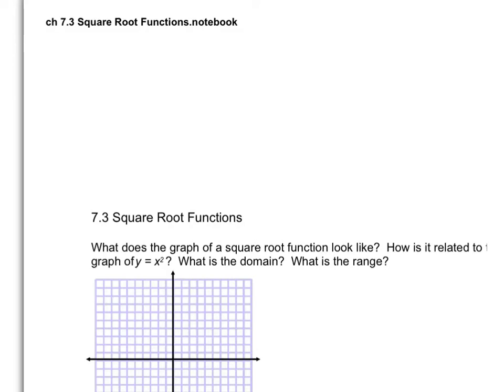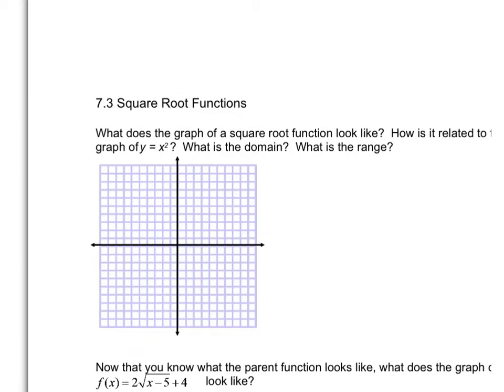Okay, so tonight we're going to look at how you graph a square root function. First of all, you should get a general idea of what a square root function looks like, and then we'll look at how it changes depending on the equation. To do that, you should start with the graph of y equals x squared.